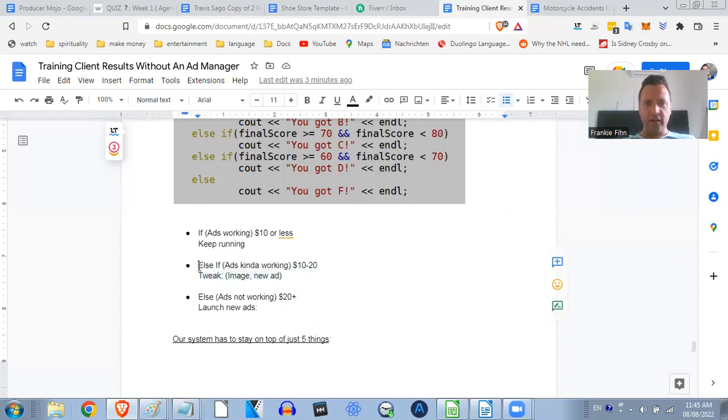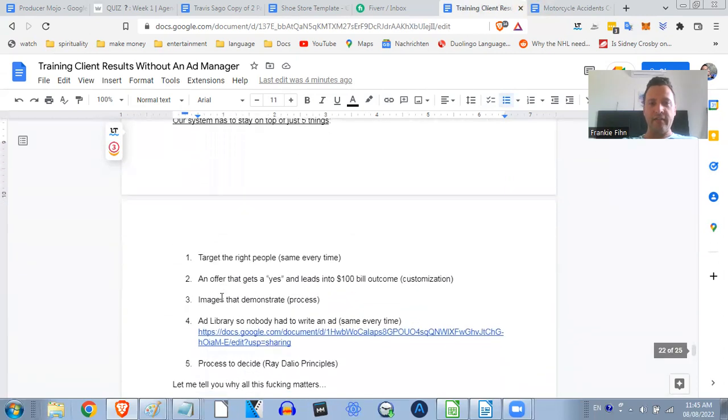If the ads are kind of working, let's tweak an image. And so they can go into the process library. We actually create the images custom, but there's a simple formula for them to follow. If they're not working, they go into the ad library, they grab a new ad and they launch new ads. It's very, very simple. So this means, by the way, instead of having a great media buyer, we've got to manage 5 things, right? The less things I have to manage, the better. And if I could eliminate one of these, I tell you I would.